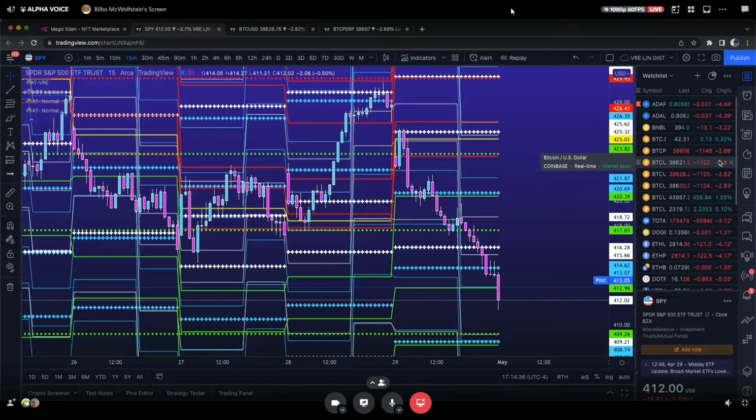Bitcoin's only down 2.8%. SPY was down 3.7% today. Bitcoin's only down 2.8. Do you understand kind of what that means? People want the institutional adoption, right? But they also want Bitcoin to decouple from the traditional markets, and you're not going to get that. You're never going to get that. Those two don't work together.